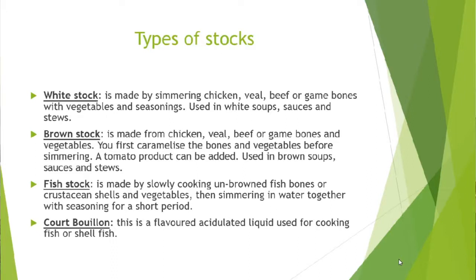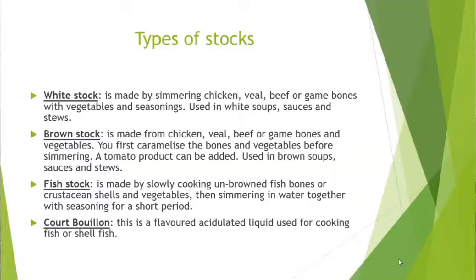What is a white stock? The white stock is made by simmering chicken. It can be veal, it can be beef or game bones with vegetables and seasonings. So the white stock is used in white soups, sauces, and stews.